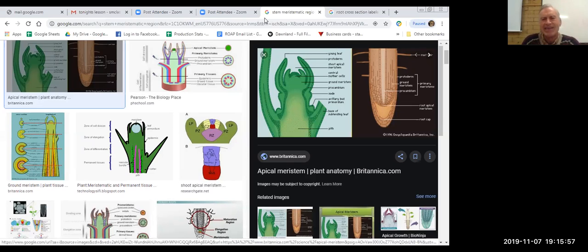So the growing section, as we have the apical meristem in the root, so too do we have the apical meristem in the stem. But on the root, it's protected by the root cap. On the stem, it's protected by these leaves. Right? So if that gets damaged, it slows down or stops the growth of that root.